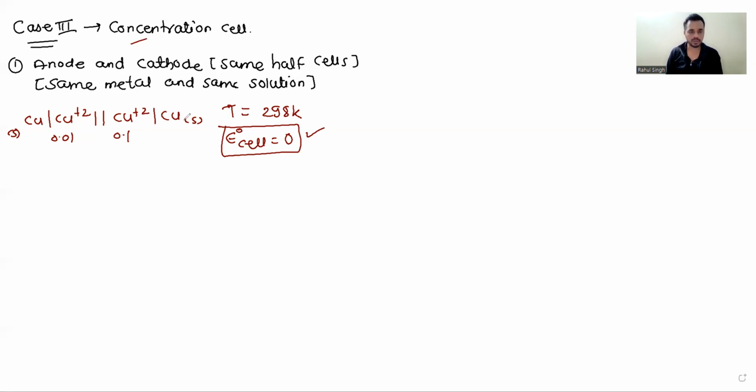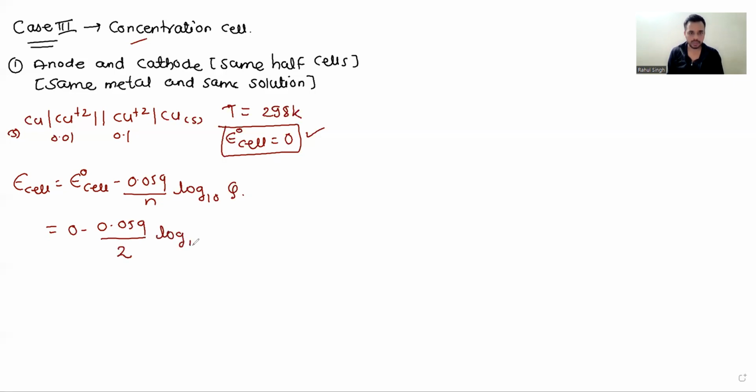Whenever we talk about concentration cell, always remember, in a concentration cell we take both anode and cathode of the same material. So let's solve this. Temperature 298 Kelvin. E cell is calculated as E cell equals E naught of a cell minus 0.059 divided by n log to the base 10 of Q over here. So now let's make it easier. Here we have 0 minus 0.059 divided by n factor 2, log to the base 10.